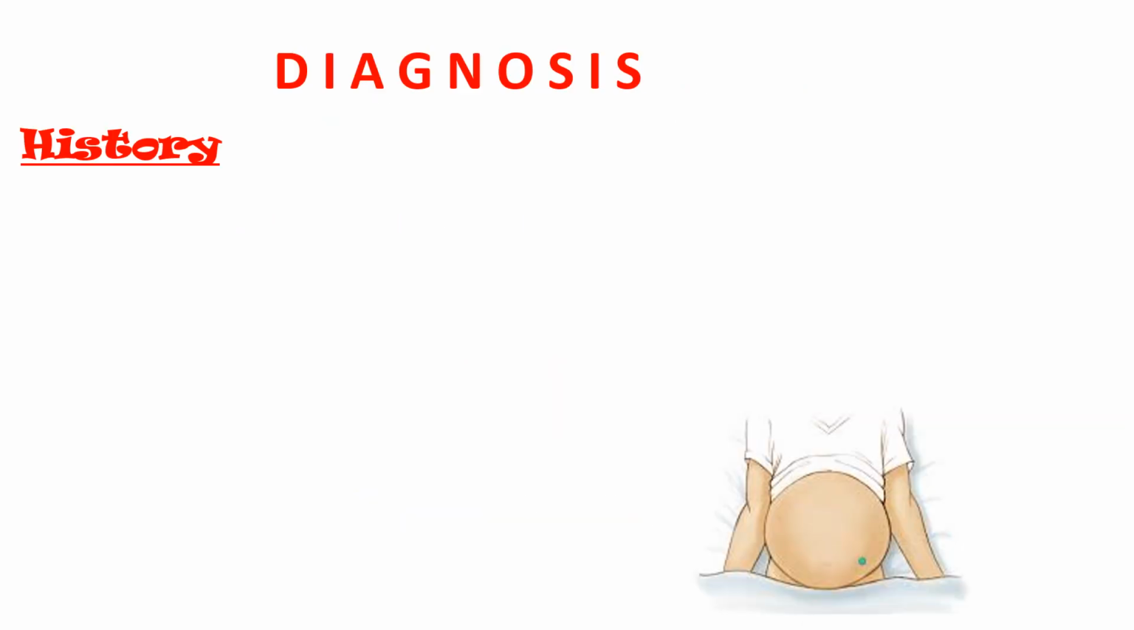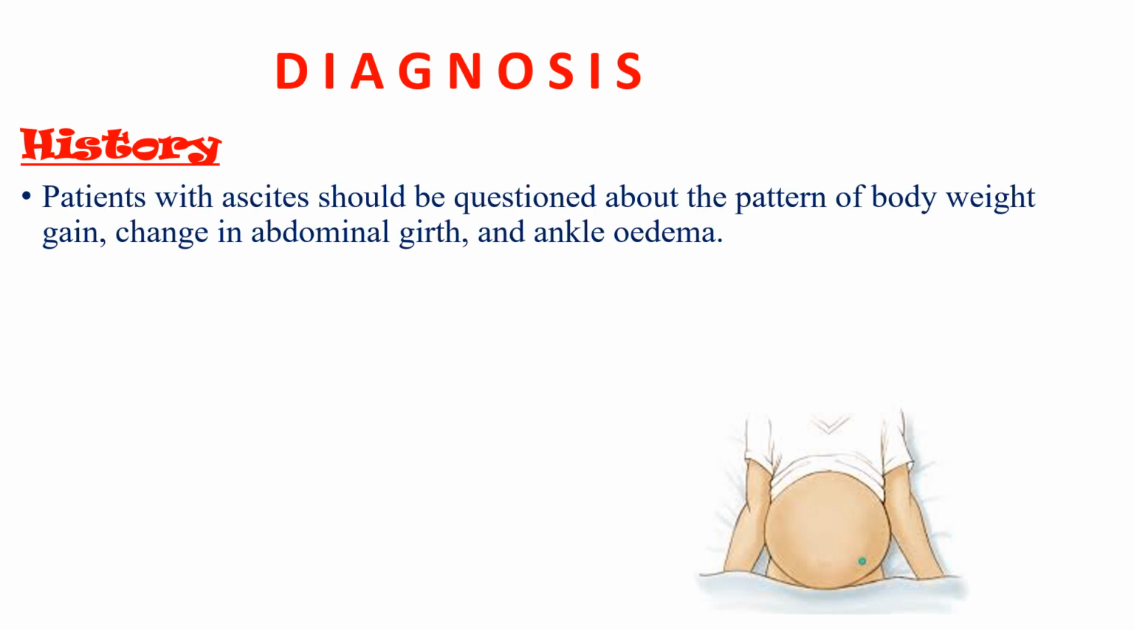The initial evaluation of a patient with ascites should include history, physical examination, abdominal ultrasound, and the laboratory assessment of liver function, renal function, serum and urine electrolytes, as well as analysis of ascitic fluid. On history, patients with ascites should be questioned about the pattern of body weight change, change in abdominal girth, and edema.